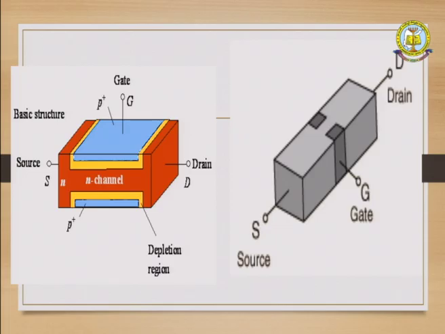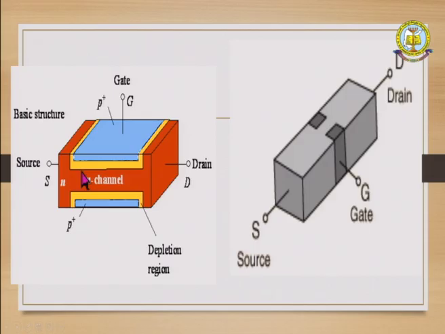In the transistor we have base, emitter, collector. Here in the field effect transistor, base means gate, emitter means source, collector means drain. Okay. So here the names are changed: gate, drain, source. Okay, here is also source, gate and drain. So this is the N channel and the P channel on both sides. This is the basic structure.